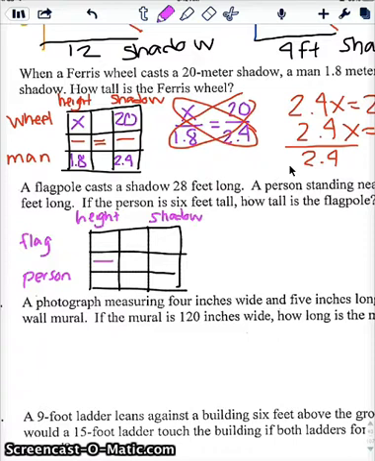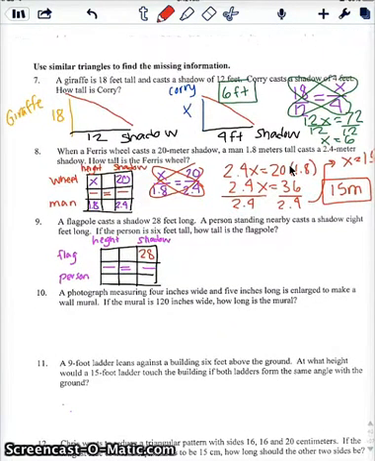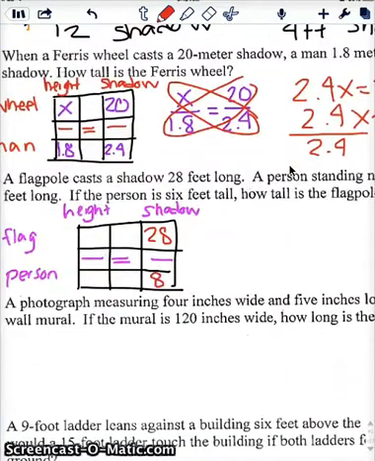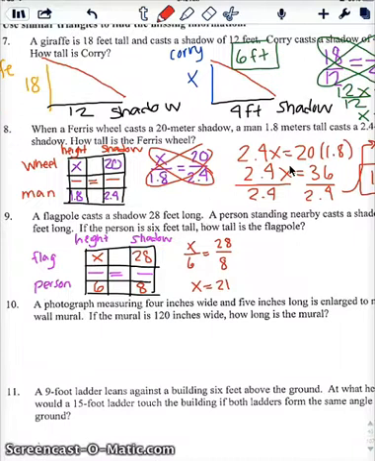And then I'm going to set myself up with my proportion, which has two equivalent ratios. So a flagpole casts a shadow that is 28 feet long, so the flagpole shadow is 28. A person standing nearby casts a shadow 8 feet long, so their shadow is 8. That person is 6 feet tall. How tall is the flagpole? Alright, so I have x over 6 equals 28 over 8. You would do cross product and then solve the equation, and I ended up with x equals 21. So the flagpole would be 21 feet tall.